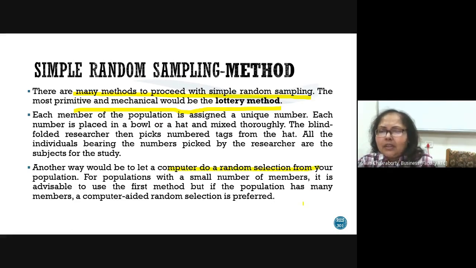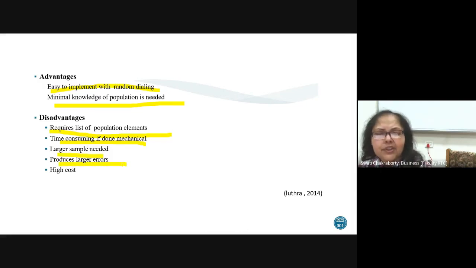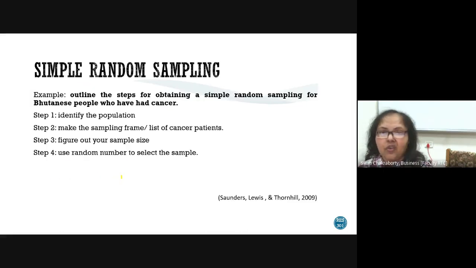Another way would be to let the computer do a random selection from your population. Where the population size is small, it's advisable to use the first method, that is the lottery method. But if the population has many members, then it's best to go for a computer aided random selection. What are the advantages? It's easy to implement with random dialing. Minimal knowledge of population is needed. Whereas when we talk of disadvantages, it requires a list of the details of all the members, elements of the population. It's time consuming if it is done mechanically, a larger sample is needed, it produces large errors, and there's high cost involved.